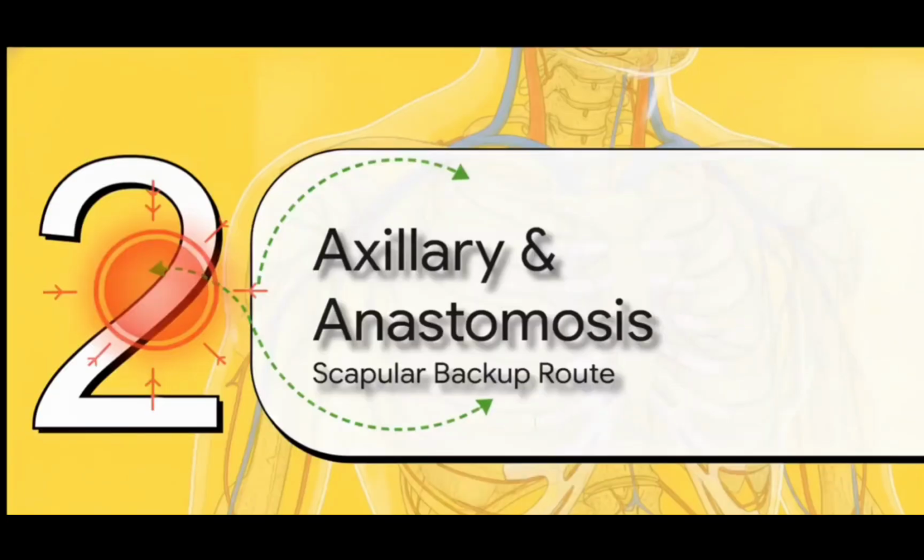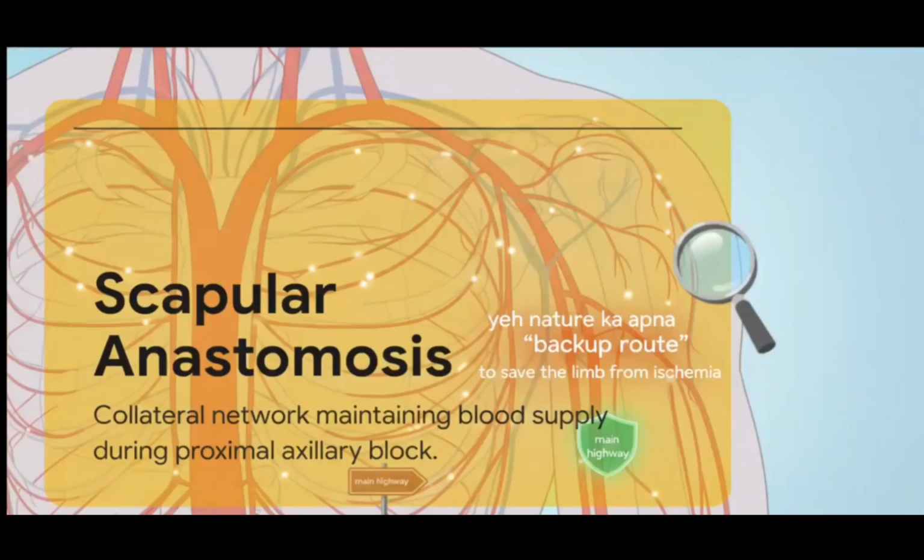Section 2, axillary artery and scapular anastomosis. Now, what happens if there's a roadblock on our axillary highway? Maan lo ki proximal axillary artery block ho gaye from trauma or a clot. Does the arm just die? Well, nature is much smarter than that.